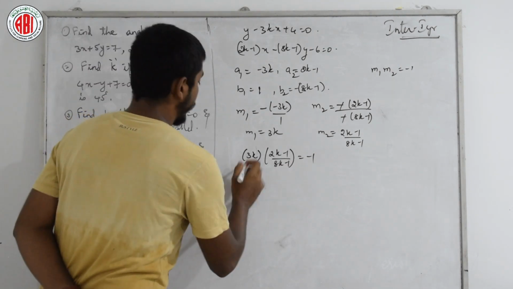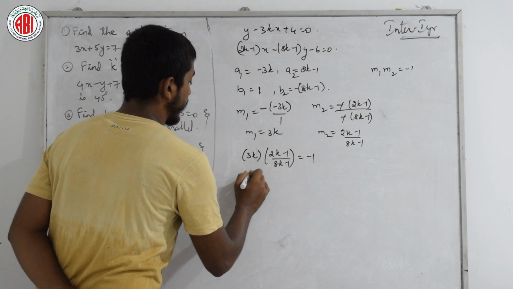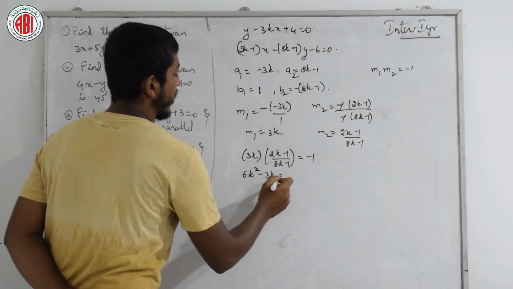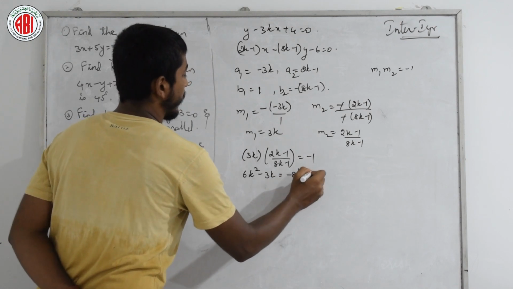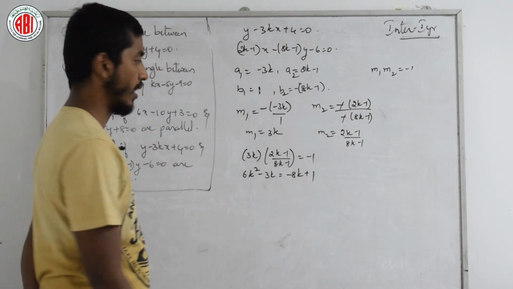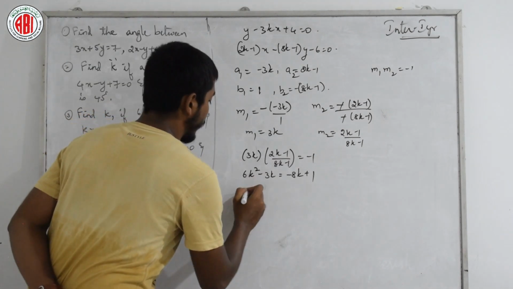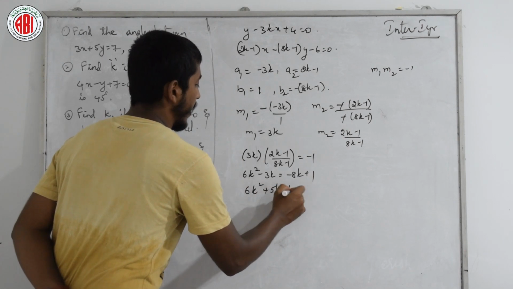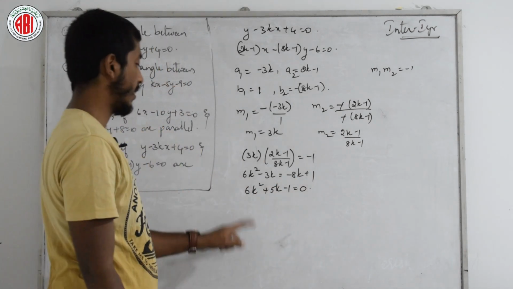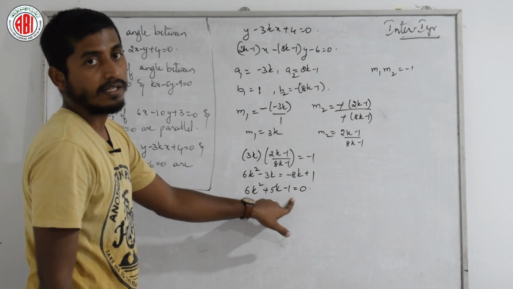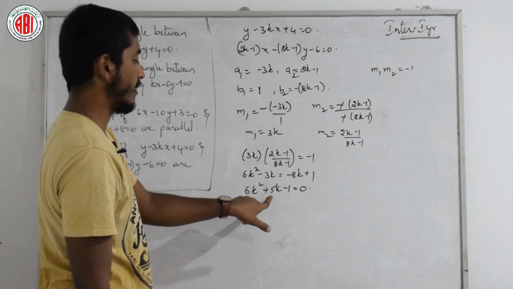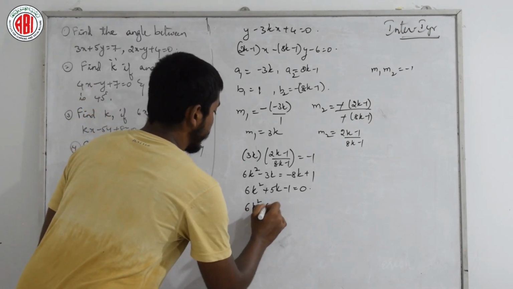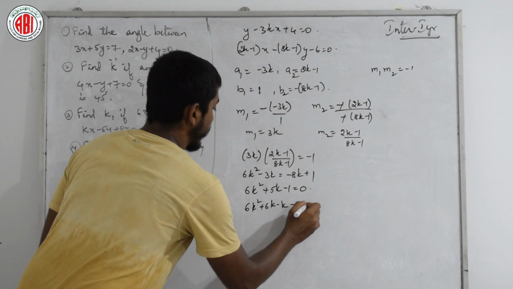Okay, let us do that. 3k into 2k minus 1, 3 2s are 6, k into k is k square, 3k into 1 is 3k, that is equal to, let us transform this, it becomes minus 8k plus 1. Okay, let us bring everything to this side, it becomes 6k square minus 3k plus 8k, that is 5k, minus 1 is equal to 0. See here, again we have to factorize. We can directly write it as 6k square plus 6k minus k minus 1 is equal to 0.